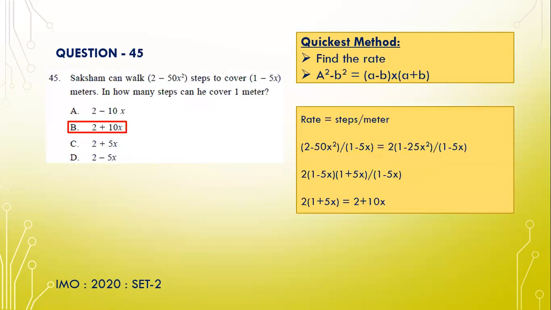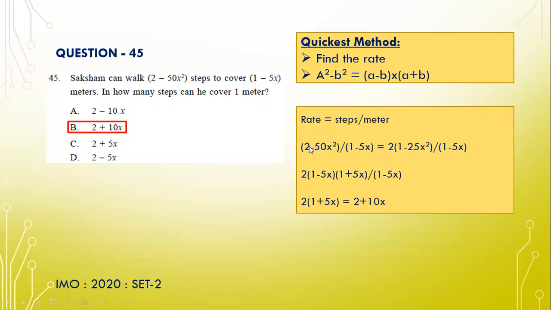Saksham can walk 2 minus 50x square steps to cover 1 minus 5x meters. In how many steps can he cover 1 meter? Okay, so what is the rate? Rate is the number of steps per meter. How many steps to cover 1 meter? Steps per meter is, so how many steps: 2 minus 50x square upon 1 minus 5x meters. So total steps is 2 minus 50x square upon 1 minus 5x meters.